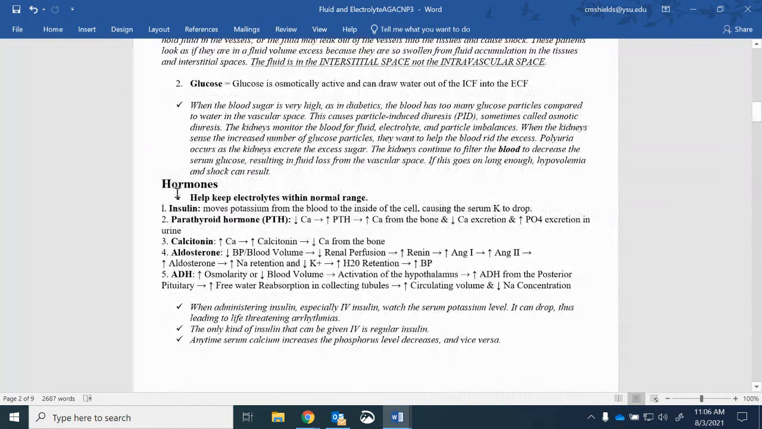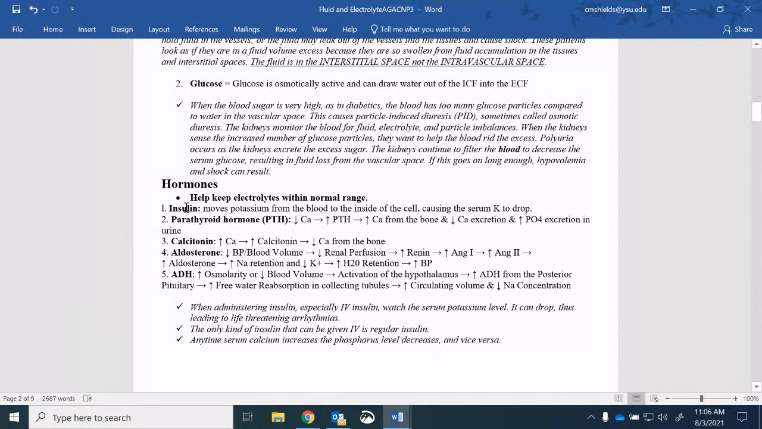The next section is hormones, and hormones help keep our electrolytes within normal range. Insulin moves potassium from the blood to the inside of the cell, causing the serum potassium to drop. So we know before we start insulin drips on patients, we have to make sure that their potassium is in a fairly normal range, or they are going to become extremely hypokalemic and get into even more trouble cardiac-wise. So insulin, very important concept to know, moves potassium inside the cell. So when we give patients insulin, their serum potassium is going to drop.